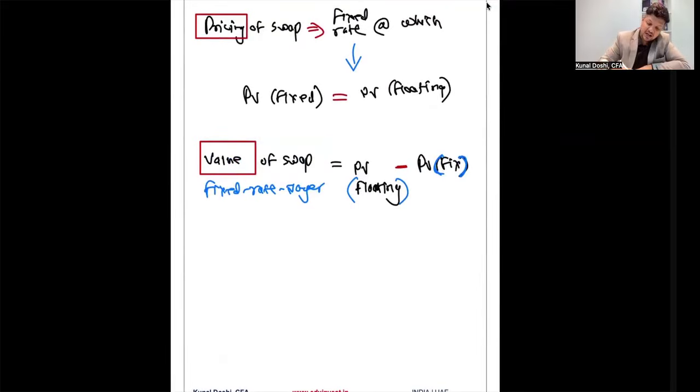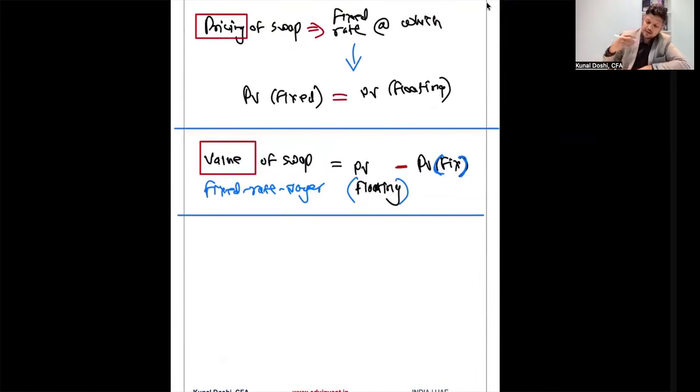At inception, this will always be equal to, come on, at inception, the value for forward, future, and swap at inception is always zero. So the rate is in a manner that at inception it is zero. Later on, if the rate goes up, long FRA and fixed rate payer will make money. They will make gains. Understood, everyone? Correct?